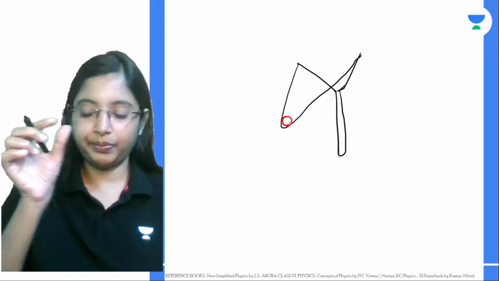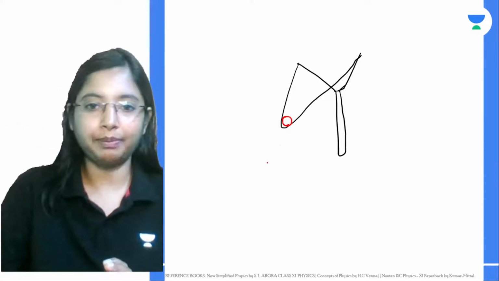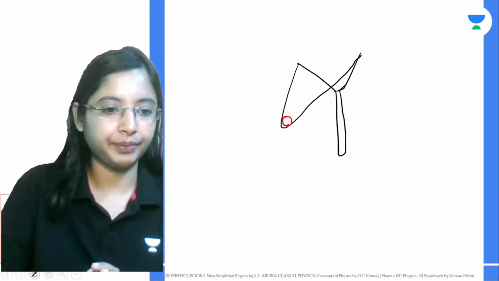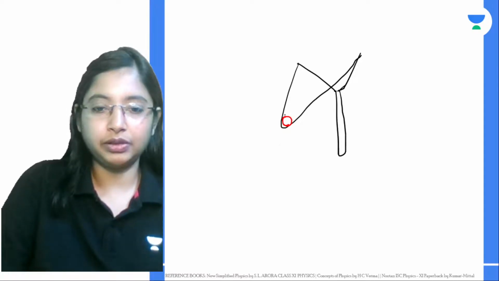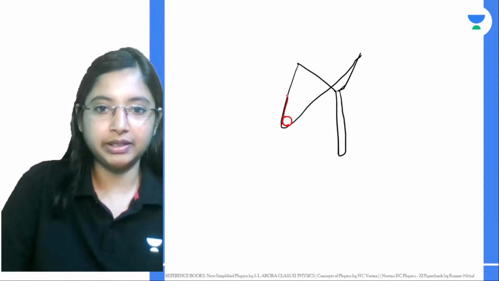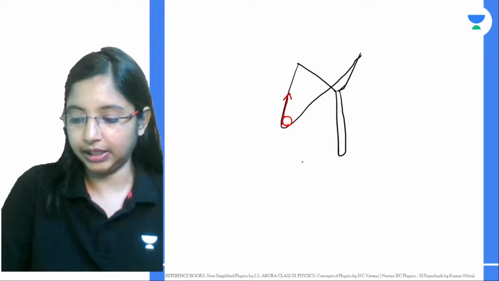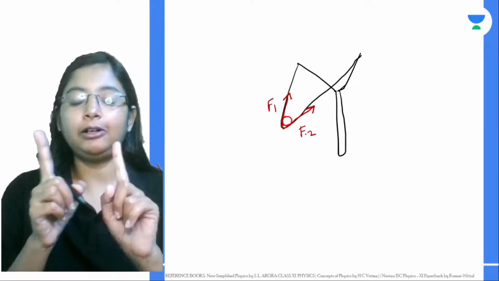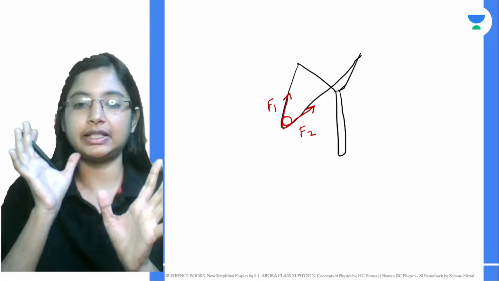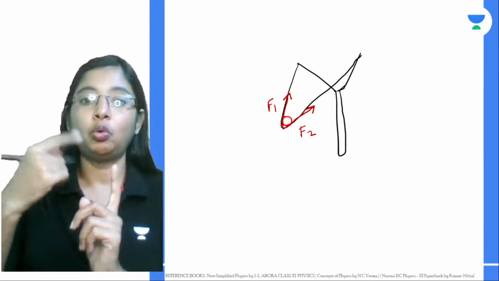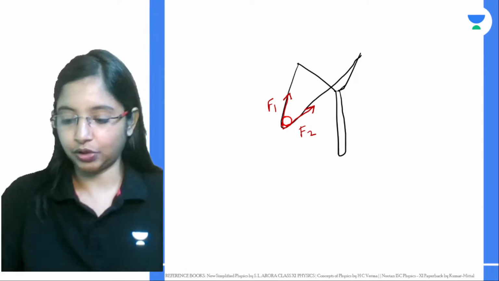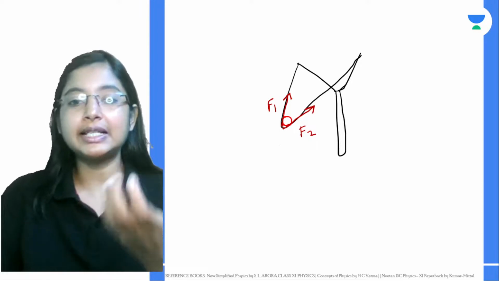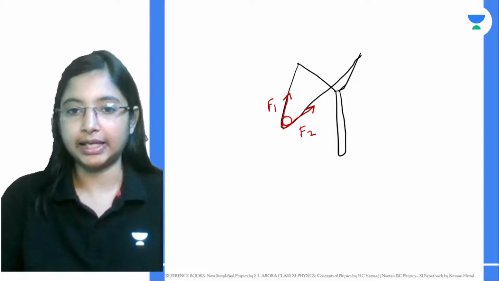Now as you pull the band back, what happens? There are 2 forces acting over here. This string will experience a tension force in this direction, let's say force F1, and this string over here will experience a force in this direction, F2. As you release the object, the direction in which it will go depends on the resultant force of these 2 forces.